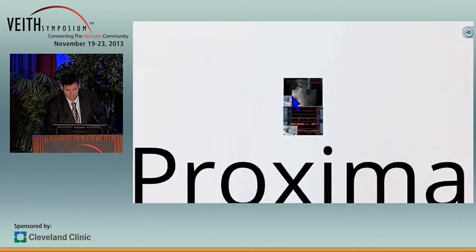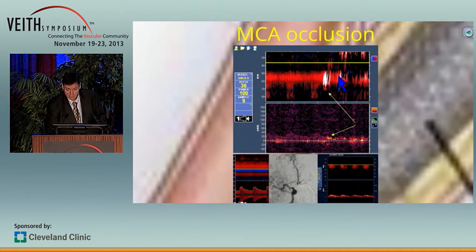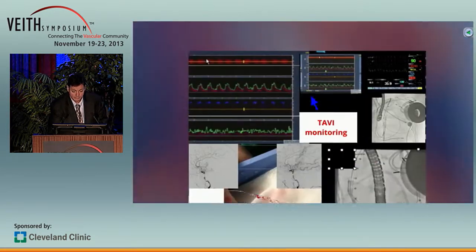We're going to skip the proximal protection, and this is, in real time, a middle cerebral artery occlusion. That's one more reason to monitor: here's the flow and suddenly it's gone. No more flow, and this is the high resistance flow pattern. You don't need a neuro exam. I can tell you that the middle cerebral artery is occluded, and I never saw an asymptomatic middle cerebral artery occlusion.